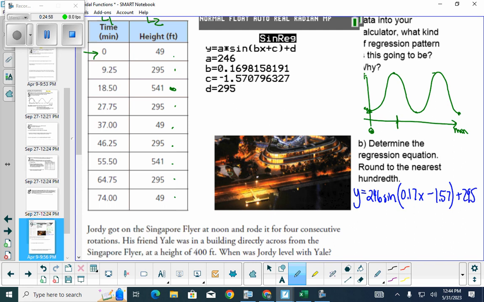Okay, A, B, C, D. So again, right here, this is what the equation has to look like. You're going to put numbers in for A, B, C, and D. Okay, and it's just a drag and drop.